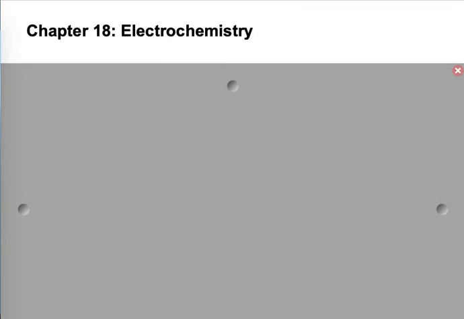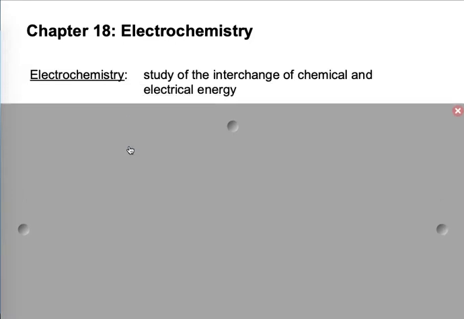Hello, in this video we begin our unit on electrochemistry. Electrochemistry is the branch of chemistry that studies the interchange of chemical and electrical energy. And this unit is important because in many ways it brings together what we've been studying for the past several units about equilibrium and spontaneity and useful work.